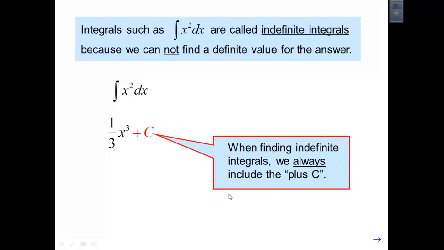When finding indefinite integrals, we always include plus c. Guys, when in doubt, put plus c.